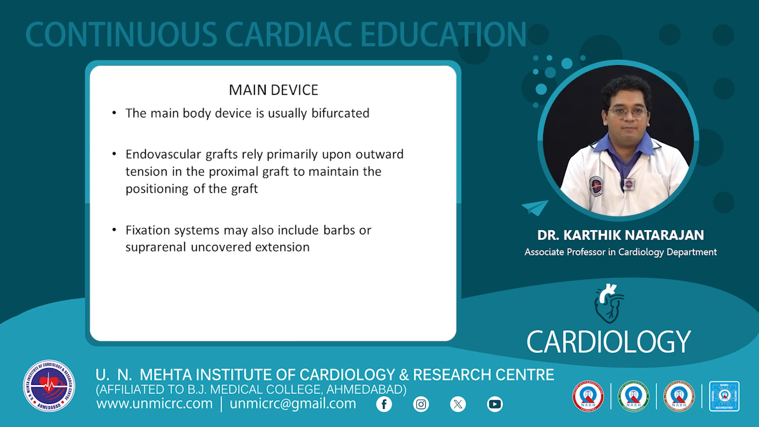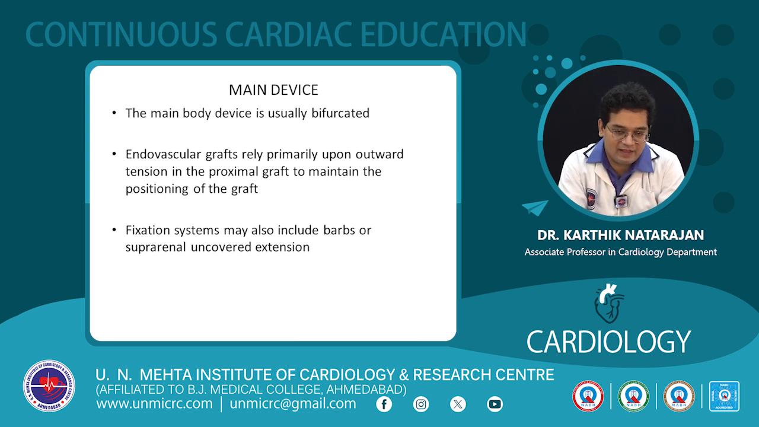The main body device, in case of an abdominal aortic aneurysm, is usually bifurcated unless you have a very small and short aneurysm with a very good landing zone distal to the bifurcation, in which you use an aortic extension. Otherwise, the main body device is usually bifurcated, and the endovascular grafts rely primarily upon the outward tension in the proximal graft to maintain the position of the graft. And fixation systems can also be used, which can include barbs or suprarenal uncovered extensions.